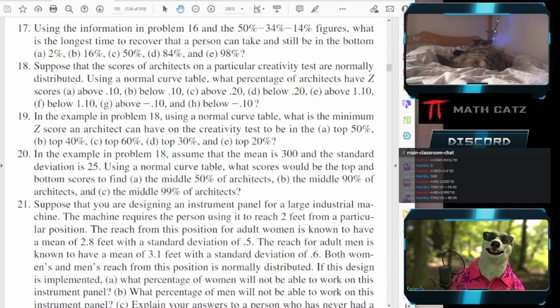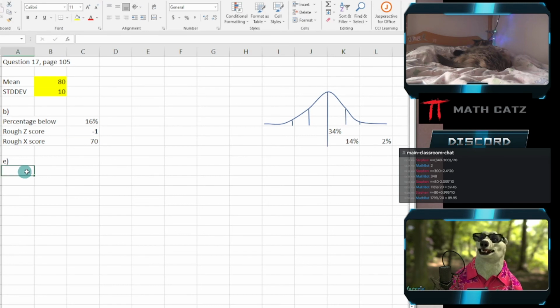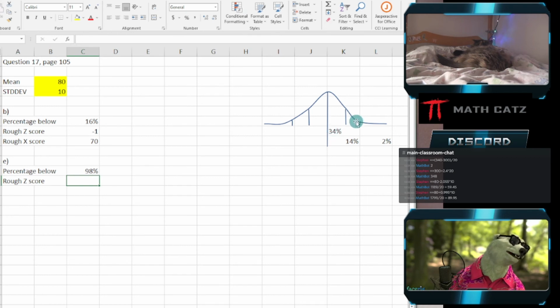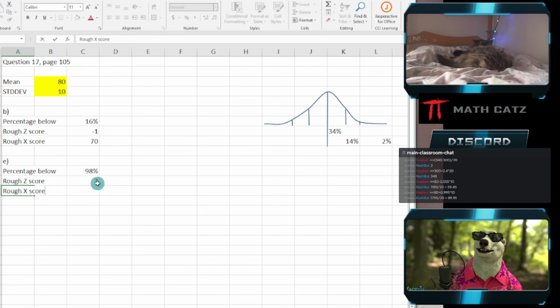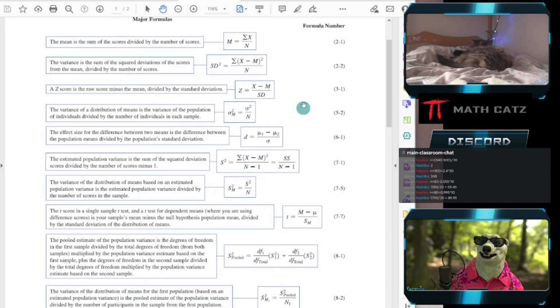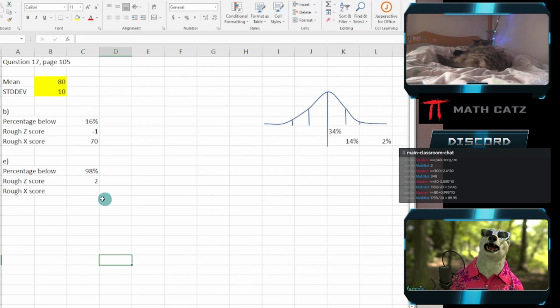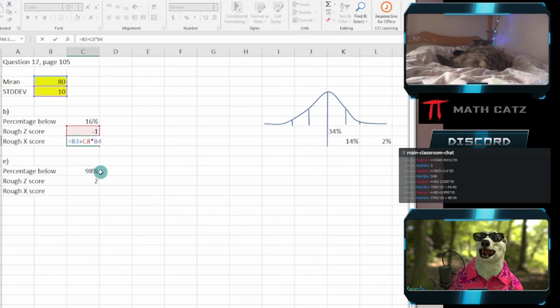Let's look at E. E, where's E? 98, so the bottom 98%. So I want percentage below, and I want 98%. I use my rough figures to guess what the corresponding z-score will be. It'll be over here, 1, 2. Then the top is 2%, so the bottom is 98. It'll be a z-score of 2. I can then calculate, by reversing this formula, to calculate the corresponding raw score x.